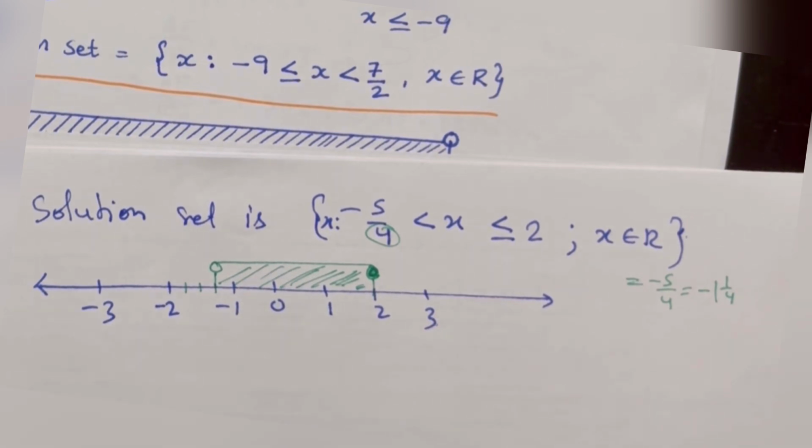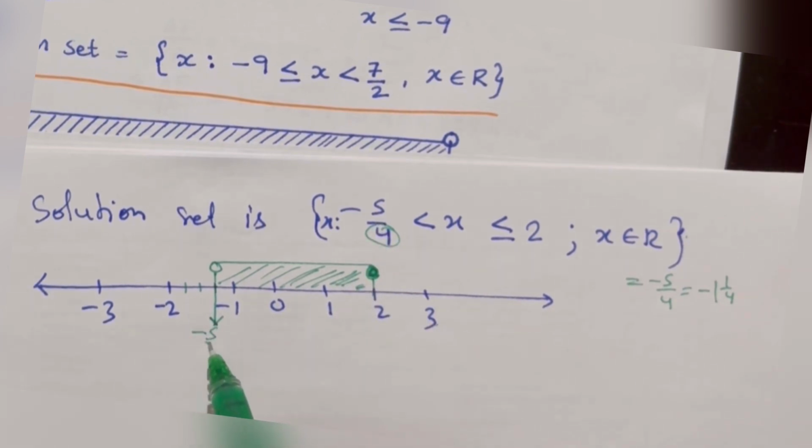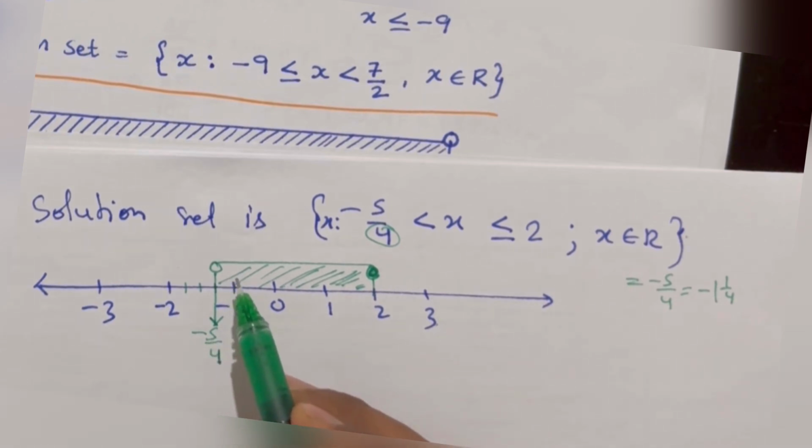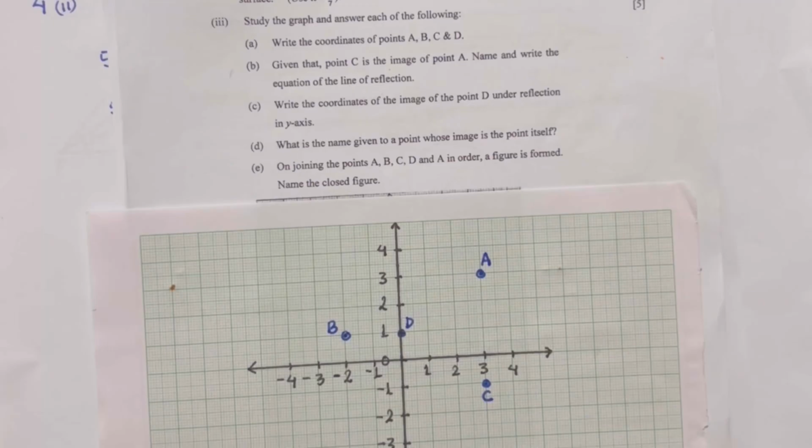Now the important thing here to add is this part. This part should be clearly mentioned. It is minus 5 by 4. You have to write like this to get the 4 full marks. If you did not write this number, then you are supposed to lose some marks. So to get the full marks, you have to mark this number also like this.